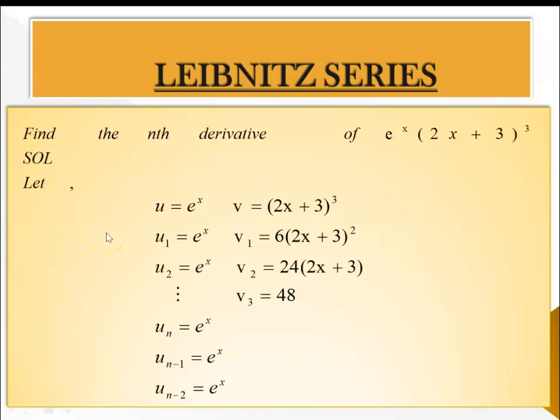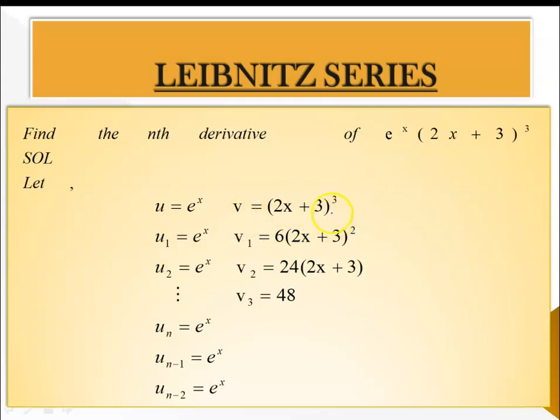Let's start with an example. Let's consider we have to find the nth derivative of this function. Here we cannot apply the u·v formula directly, because the question asks for the nth derivative. So we will take u as e to the x and v as (2x+3) whole cube. How do we know we have to take (2x+3) whole cube as v and e to the x as u? Because we take as v the function which will be reduced by itself. So we use v equals (2x+3) whole cube here.